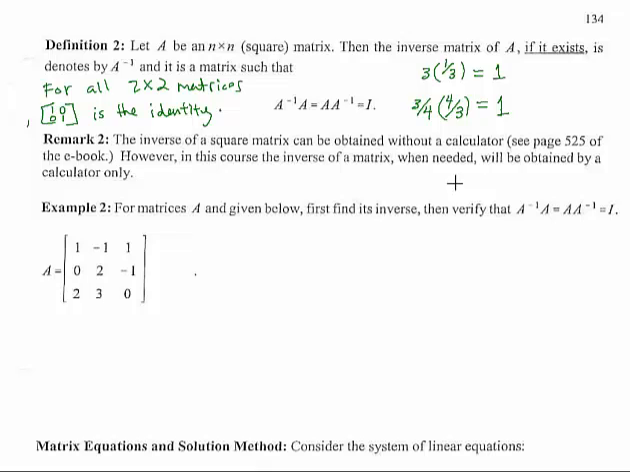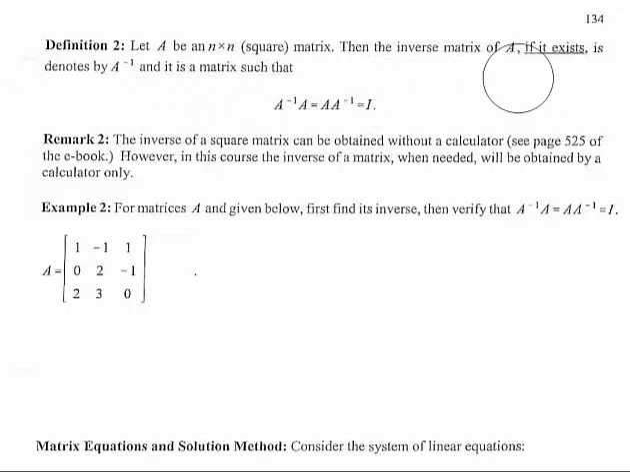Okay. Now mathematically, there is a procedure that we can use to find the inverse of a matrix by hand on paper. But what we're going to do in this chapter is just simply use our calculator to do this. And as the definition states, an inverse matrix is not guaranteed to exist. Notice the underlined phrase here, if it exists.